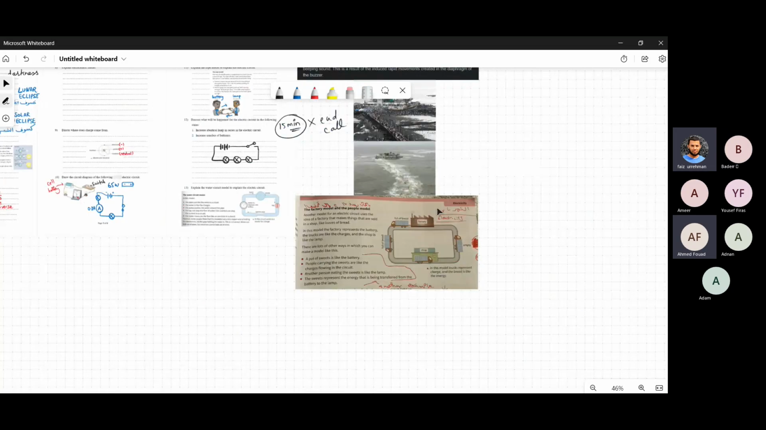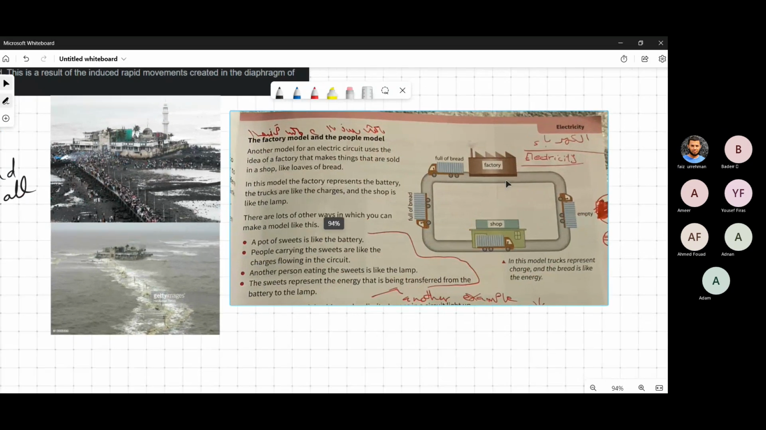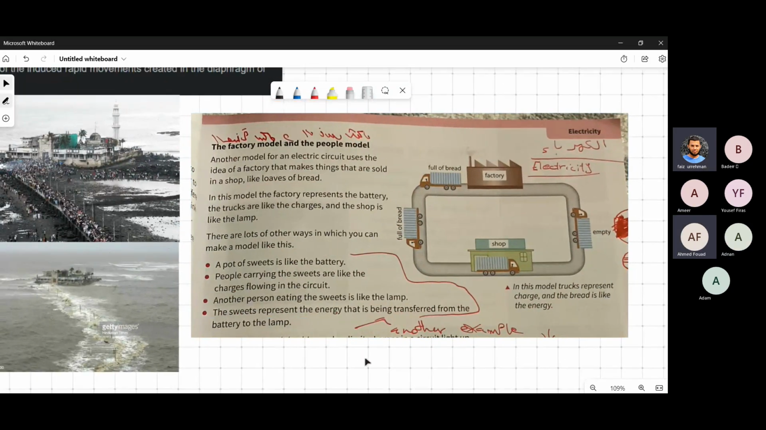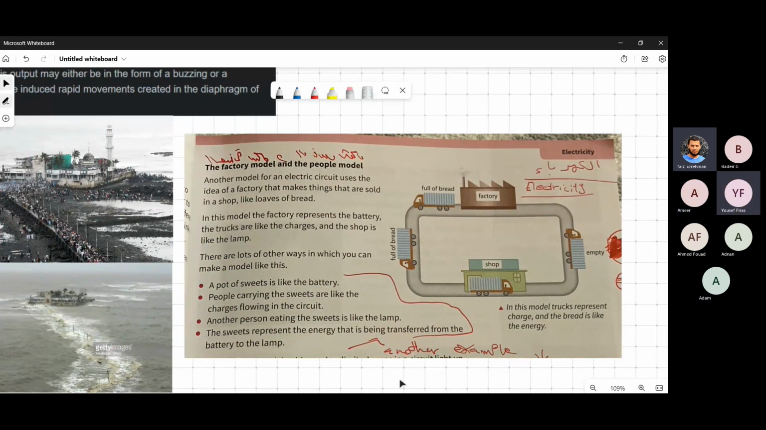Everyone is hungry now. He's asking for onion now. He is giving a bread example. What is happening? And some Arabic is also written. Kahraba, electricity, and another example.